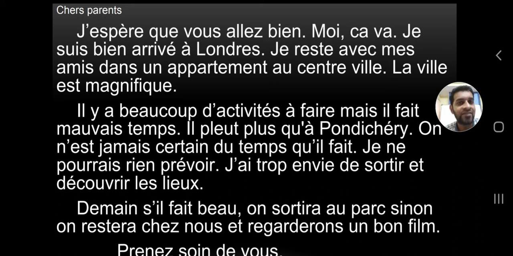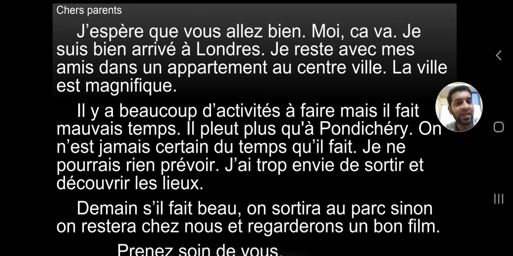Je reste avec mes amis dans un appartement au centre-ville. I'm staying. Je reste, which means I'm staying with my friends in an apartment or in a flat, in the city center. Au centre-ville, which means in the city center or in the heart of the city. La ville est magnifique. Okay, we are talking about London. So the city, it's magnificent.